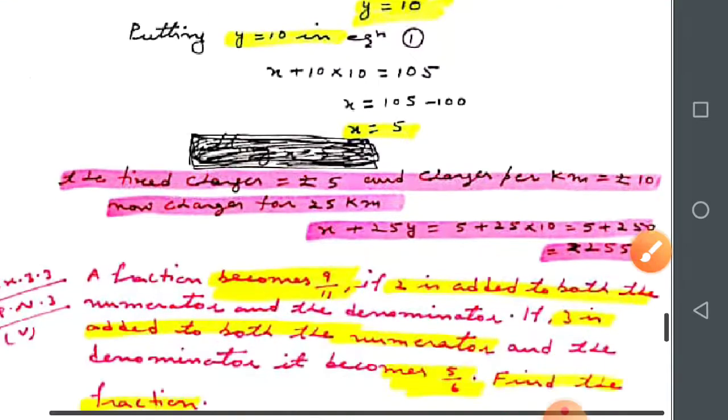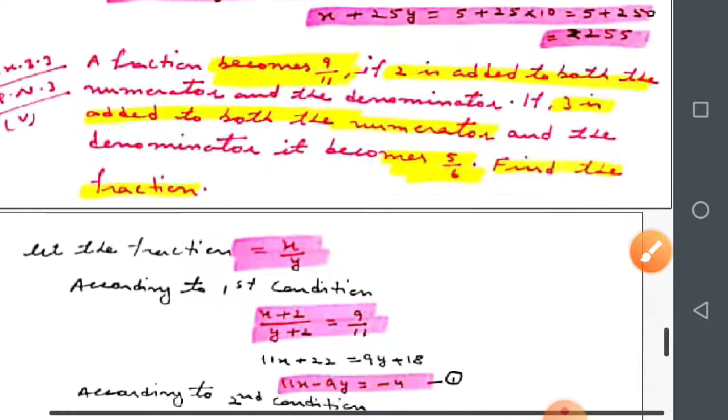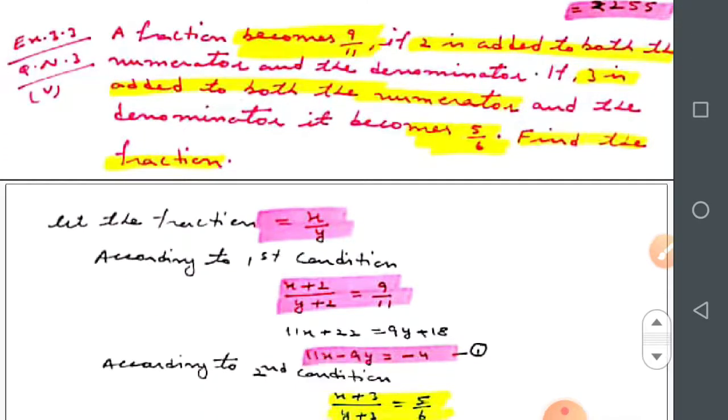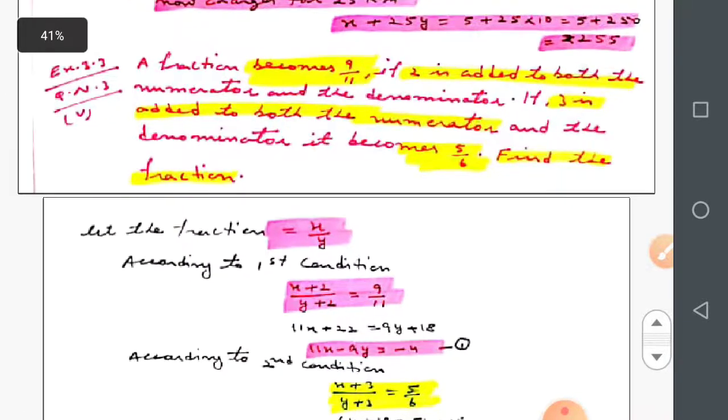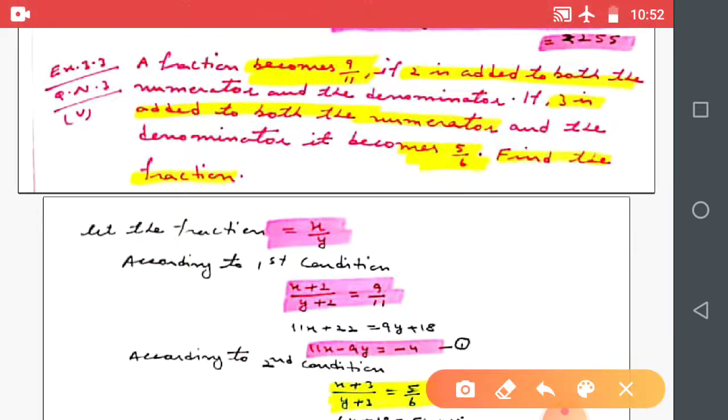Okay, now come to the fifth part, and the fifth part is: a fraction becomes 9 by 11 if 2 is added to both the numerator and denominator.